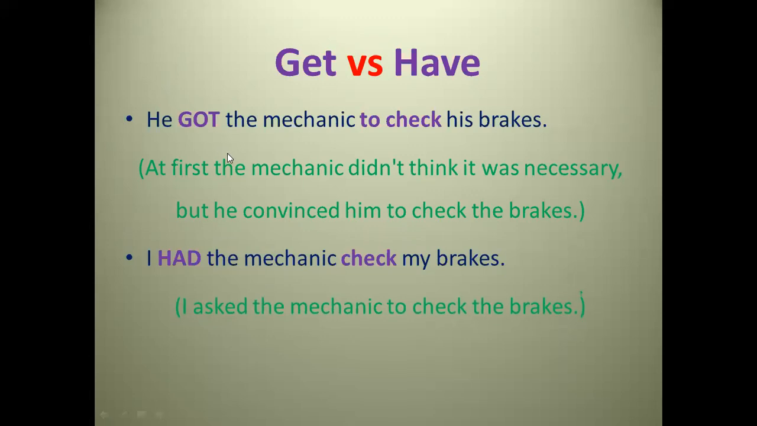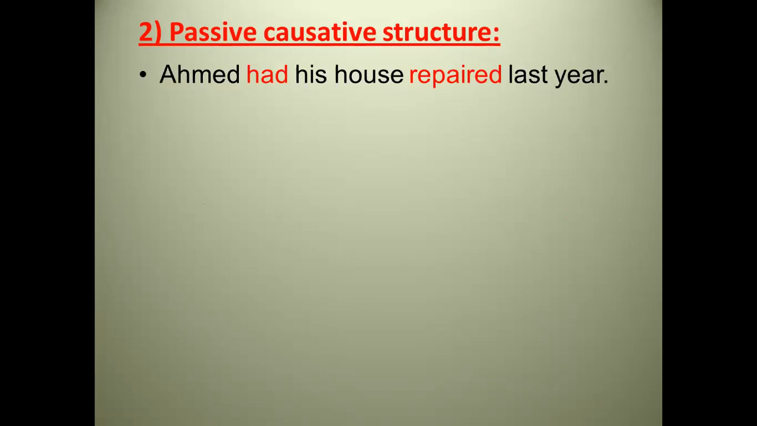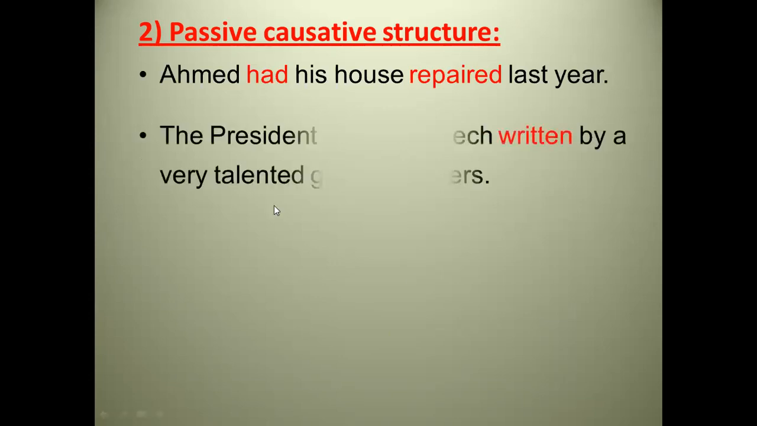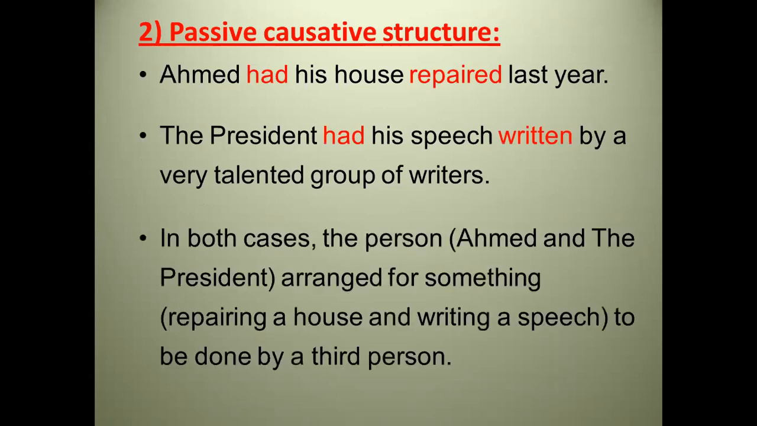Okay, other examples. Number two, the passive causative structure. We said there is the active causative structure and the passive causative structure. Ahmed had his house repaired last year. This structure is used to talk about having something done by another person. To make it more clear, here are some examples. The president had his speech written by a very talented group of writers. Here, in both cases, Ahmed in the first sentence, and the president in the second sentence, both arranged for something, repairing a house and writing a speech, to be done by a third person.